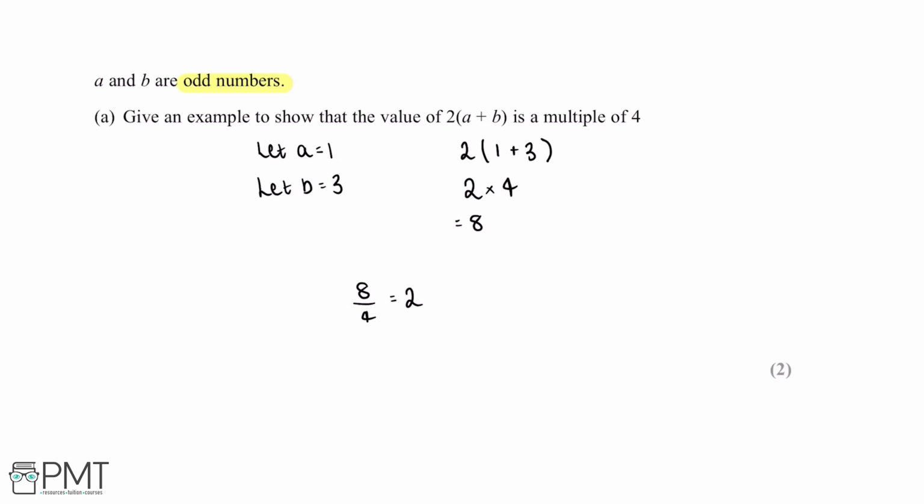So this question's worth 2 marks. We'll get our first mark for choosing 2 odd numbers to substitute into the equation, and we'll get our second mark for arriving at the correct answer, which is a multiple of 4.